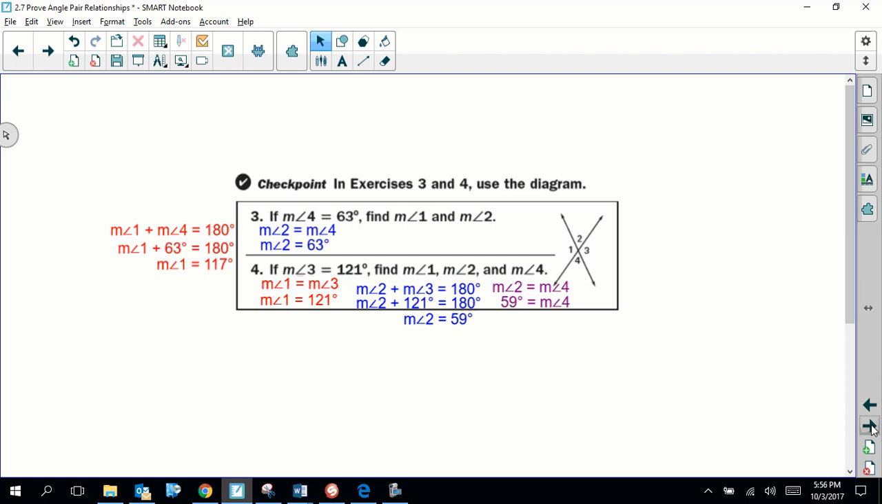each other and that angle 2 and 3 are supplementary, so angle 2 is 59, while 1 and 4, or 1 is 121 and 4 is 59 also.